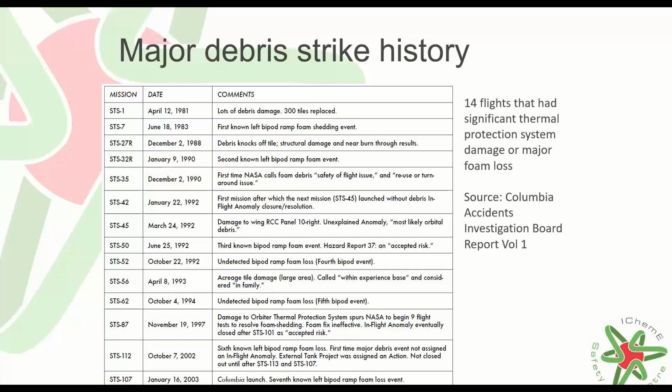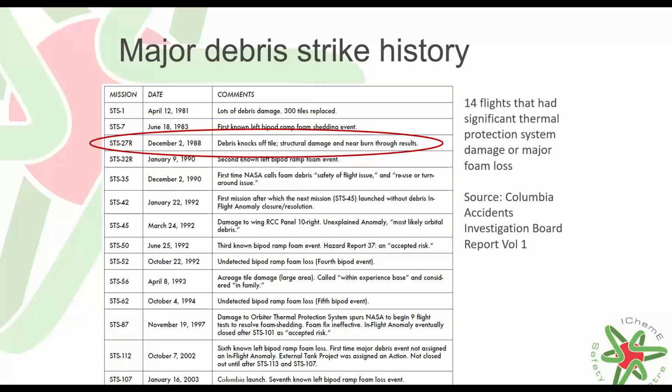However, they didn't ever manage to figure out a way to reattach the tiles whilst the shuttle was still in orbit. So it became an issue they just had to fix upon landing because everything landed the first time. So they hadn't actually lost a shuttle on re-entry. There were certainly 14 flights that had significant damage after or had major foam loss occurring. So one of the interesting ones, though, occurred back in 1988, and this one was actually Atlantis, I believe.